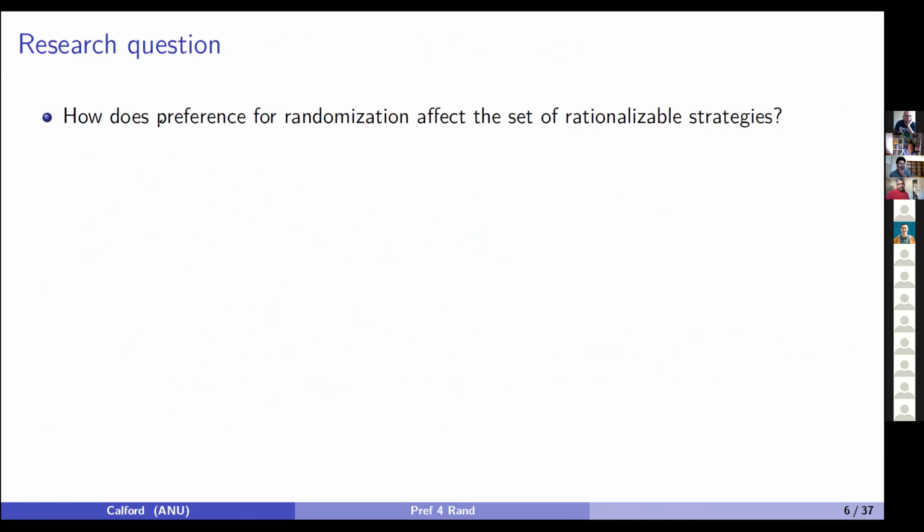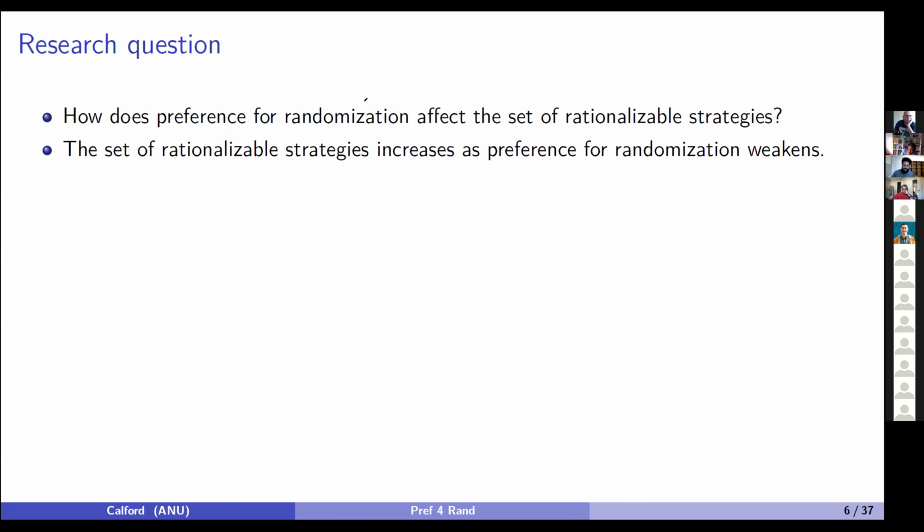Okay. So that's a little bit of the motivation, but the key research question here that I'm going to answer is, how does your preference randomization affect the set of rationalizable strategies? And the answer is quite straightforward. It's that the set of rationalizable strategies is going to expand as your preference randomization weakens. So another way to think about it, as I think that case two becomes more likely, my set of rationalizable strategies will expand.